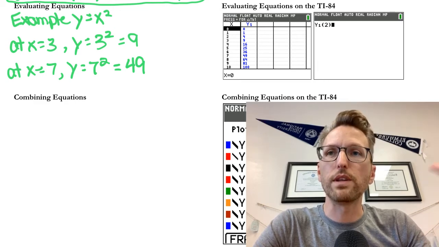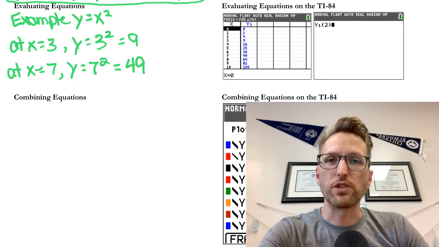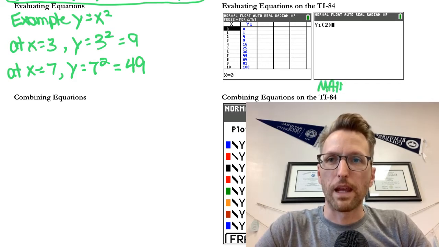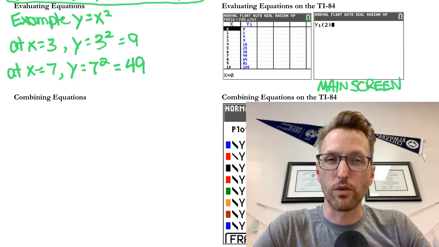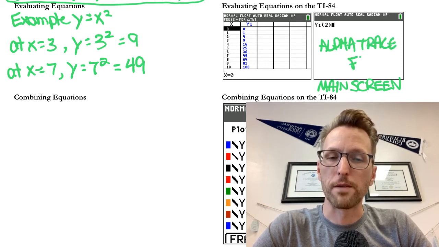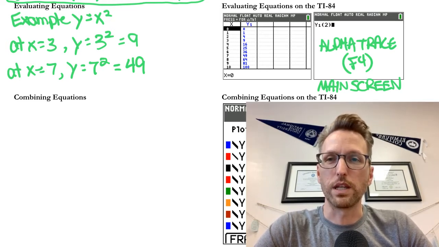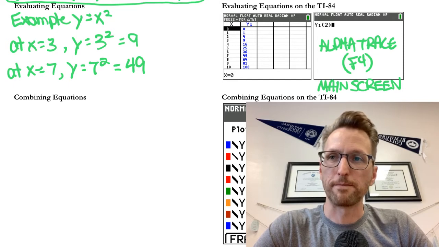Now, so how do we do this on the TI-84? The screen on the right is what I've shown you already, and that's just on your main screen, and you're pressing alpha trace, which is F4, to pull up the function that you want to plug in. So y1, y2, y3, plug in 4. And then you enter the open parenthesis, put in the number that you want to evaluate at, and then close the parenthesis. So 2 parentheses, one in a different location, left and right.